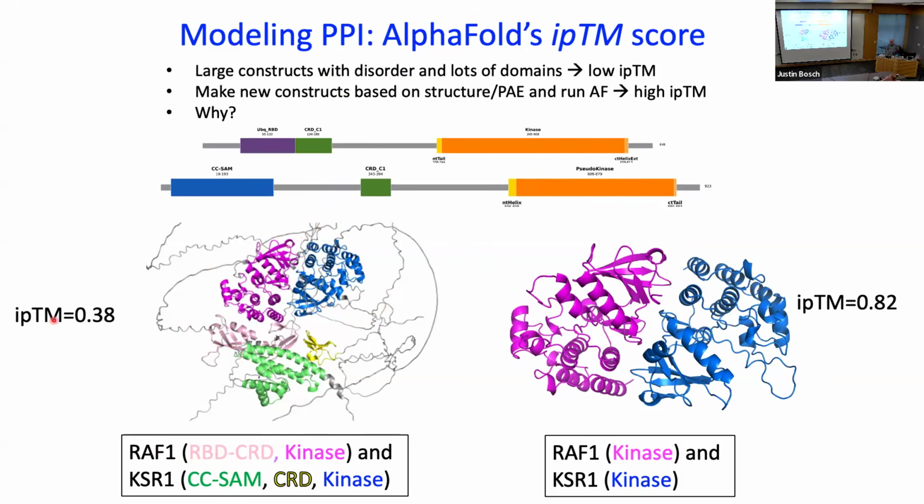If I calculate ipTM, which I haven't told you how it works yet, the number we get is 0.38. If I isolate just the two kinase domains, I get 0.82. In other words, I've given AlphaFold just the 300 residue sequences of the two kinase domains, 300 each, and I get 0.82. But the model is the same. The predicted interaction of magenta and blue is the same here as it is here. But the score here is not great, 0.38, and here it's 0.82. Why? And is there anything we can do about it?